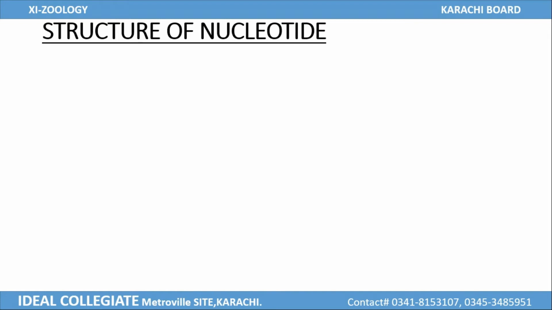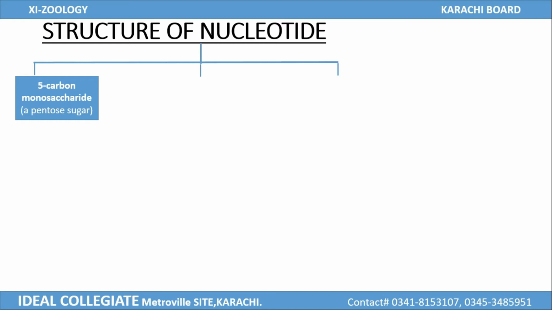Structure of nucleotide. Nucleic acid is also a macromolecule, consisting of a similar repeating unit, and the repeating unit in nucleic acid is the nucleotide. A nucleotide consists of three basic parts: a 5-carbon monosaccharide, phosphoric acid, and a nitrogen base.